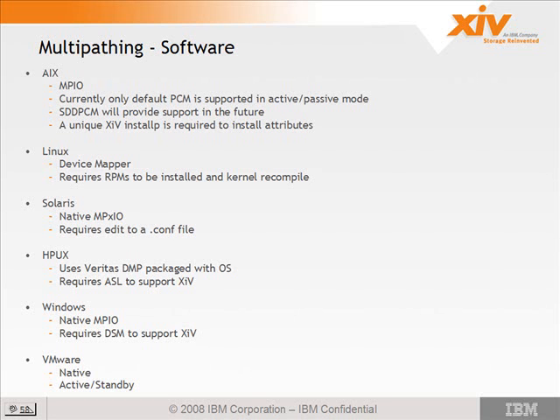For HPUX, they ship with DMP software from Veritas, and there's an ASL to enable support for XIV that you have to get from the XIV website. And for Windows MPIO, you need a DSM from the XIV website. And then VMware is just the software that they provide, and there isn't anything that you need to add in order to enable that. So just a real quick overview on the multipathing software. Native STD is currently not supported.